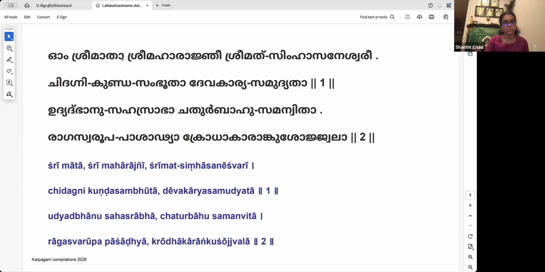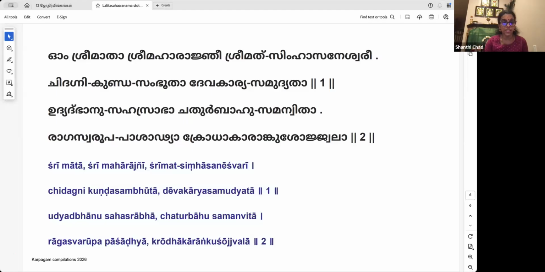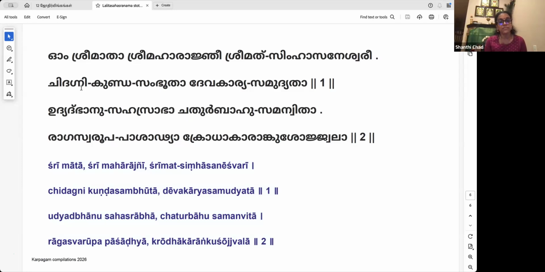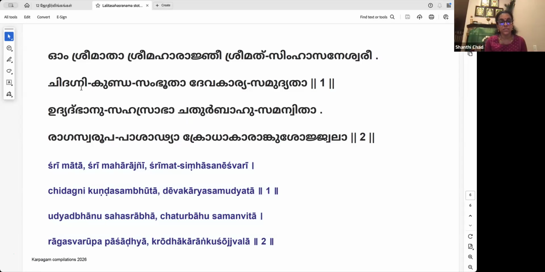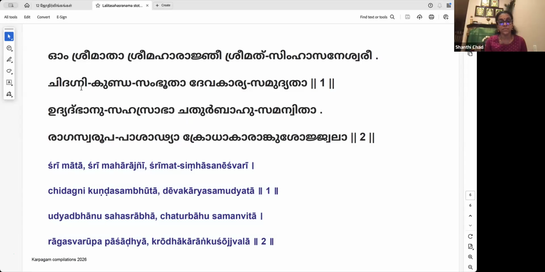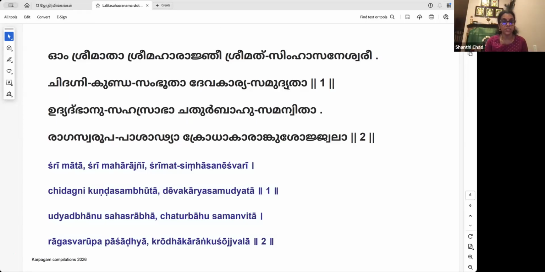On Mata and all, you have to just stress. Chidagnikunda. It's not Chitagni, it's Chidagni. When you join Chit plus Agni, it becomes that softer Da. Chidagni Kunda Sambhuta. Devakarya Samudyata. It's Alpa Prana only.